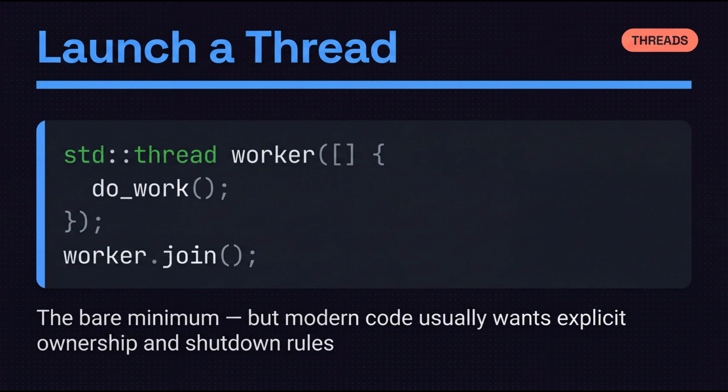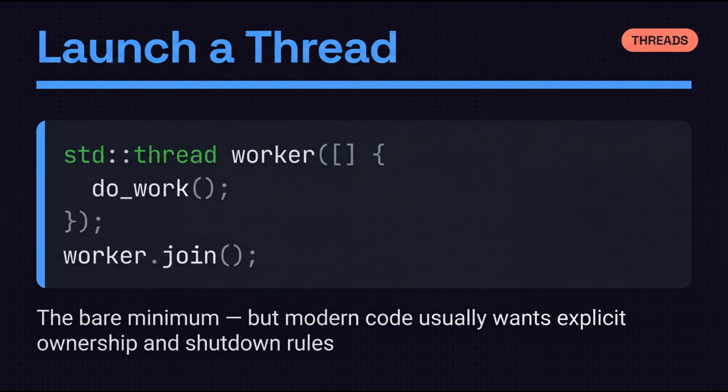Let's get into it. Here's the simplest way to launch a thread. We create a std::thread called worker with a lambda that calls doWork. Then we call join to wait for the worker to finish before continuing. This is the bare minimum shape.